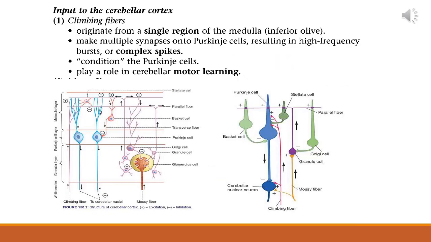Input to the cerebellar cortex. Number 1. Climbing fibers originate from a single region of the medulla, the inferior olive, and make multiple synapses onto Purkinje cells, resulting in high frequency bursts or complex spikes. These complex spikes play a role in cerebellar motor learning. You can see all these things in the diagram.